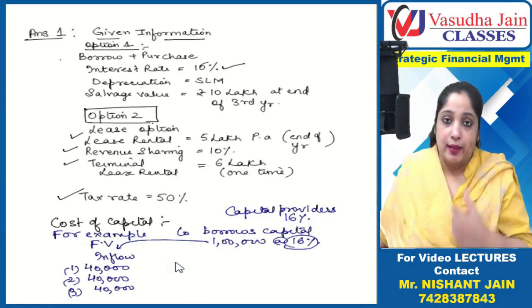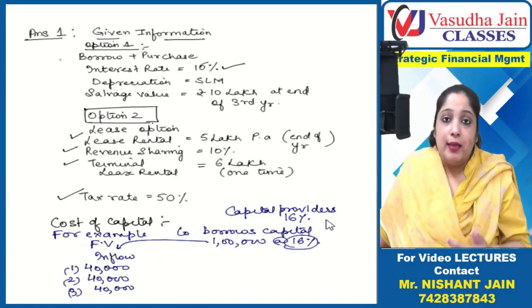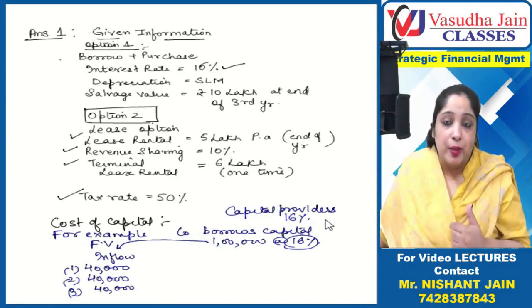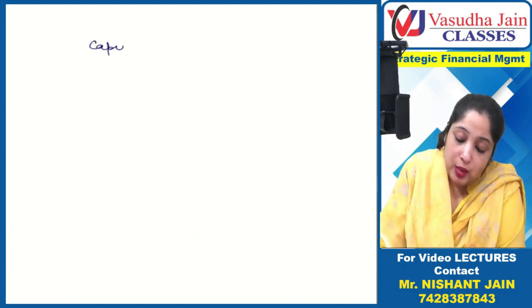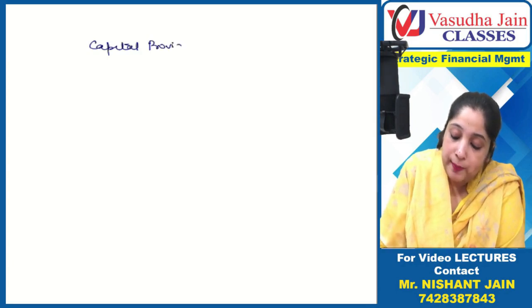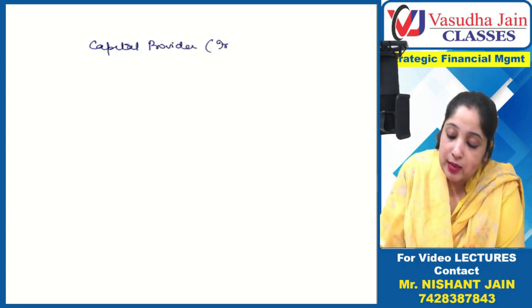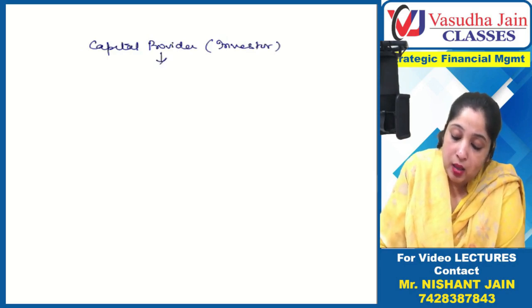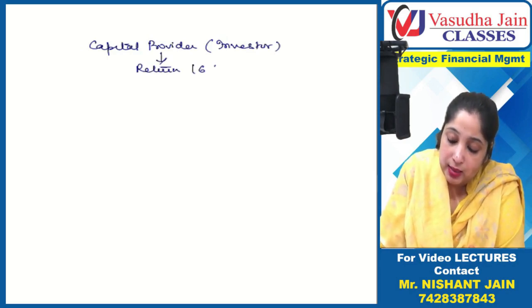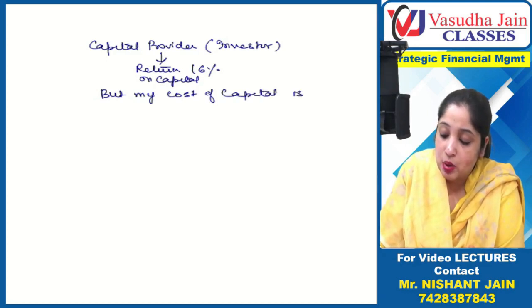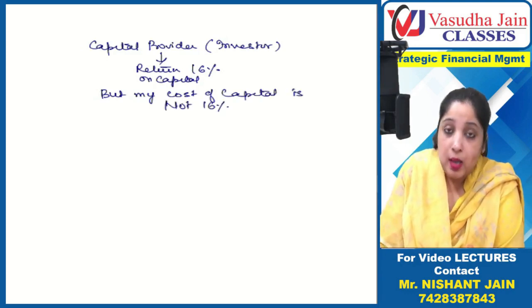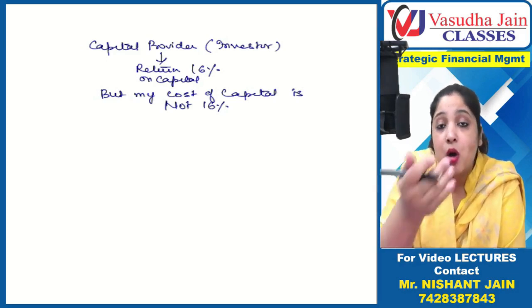No, this is incorrect. My capital providers want a return of 16%. But see, capital providers or investors, whatever name you call them, they want a return on capital of 16%. But my cost of capital is not 16%. They will get 16%, but my cost is less.